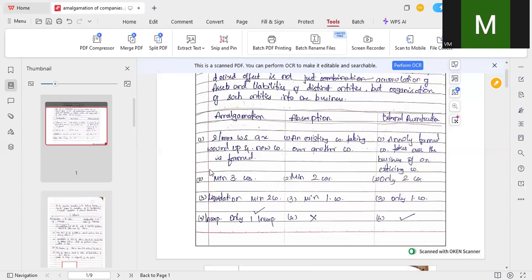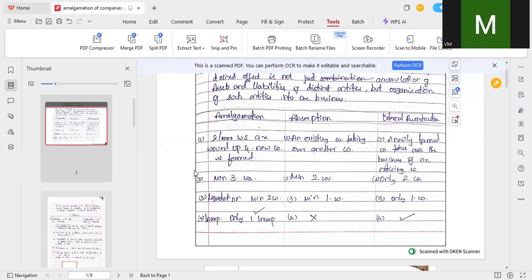Please understand it properly. The main objective of external reconstruction is forming a new company to take over the existing company. That is what I said in my example. You build a new house, you repair all the assets, furniture, liabilities, capital structure, everything, and transfer it to the new house, where this old house is taken over by the new house. So that is the meaning of external reconstruction.